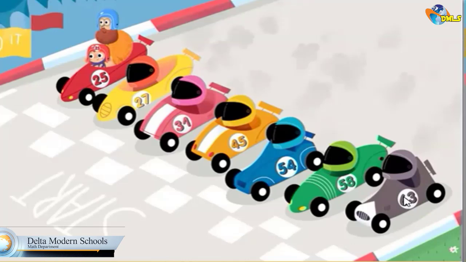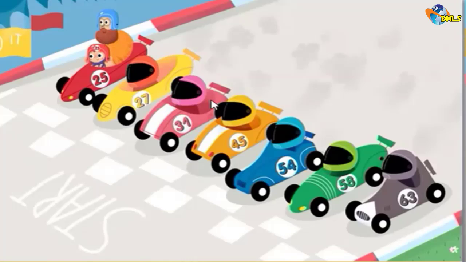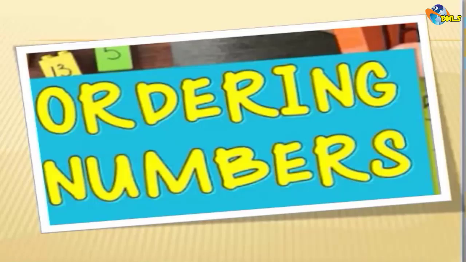So, I think these cars are in order. Okay, so the red car is first, the yellow car second, pink the third, and orange is the fourth, and so on. So these cars are in ascending order. So today we will also learn how to order the numbers.